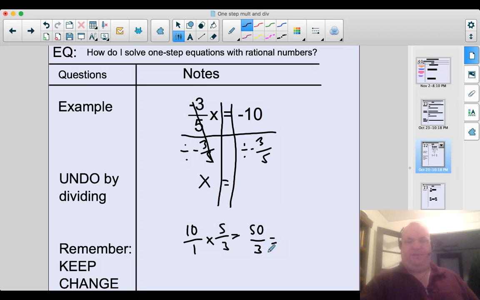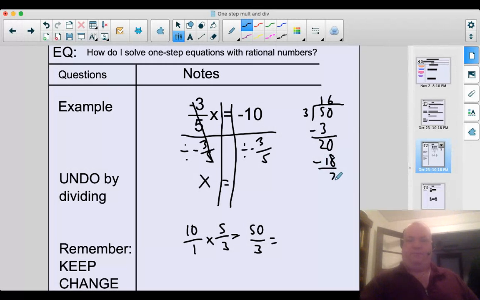Okay, to simplify that further, I notice this fraction is improper. I want to make it a mixed number. So how many times does 3 go into 50? Okay, maybe you know that, maybe you don't. If not, we can just pull that off to the side. How many times does 3 go into 50? Well, it goes into 5 once. Bring down the 0. It goes into 20 6 times.